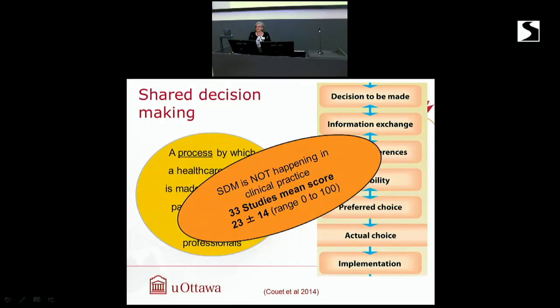Nicholas Quet did a systematic review that was published in 2014, and they looked at the 33 studies that use the OPTION instrument to measure shared decision-making. And the average score was 23 out of 100. And the conclusion was shared decision-making is not happening in clinical practice.